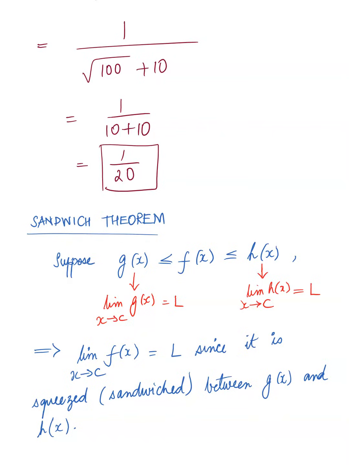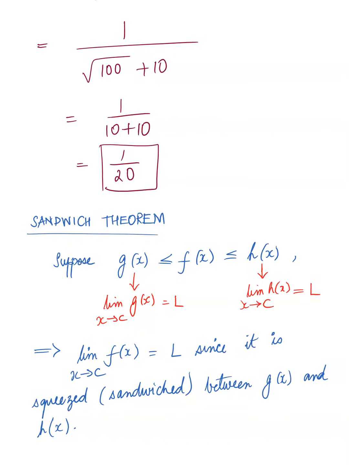And we are told that the limit of g of x as x approaches c is L. Likewise, the limit of h of x is also L. So the two ends of this inequality, when you apply the limit throughout, actually have the same limit L. So the function that is in between these two should also approach L. That's what this means, because f of x is squeezed between g of x and h of x. It's also known as the sandwich theorem, squeeze theorem, pinching theorem, all these names. So it's squeezed between these two. It's sandwiched between these two.